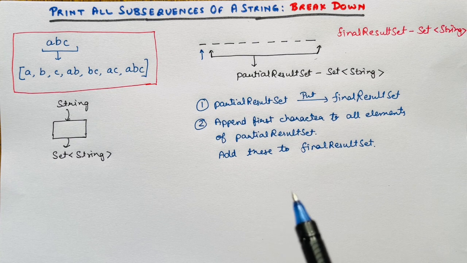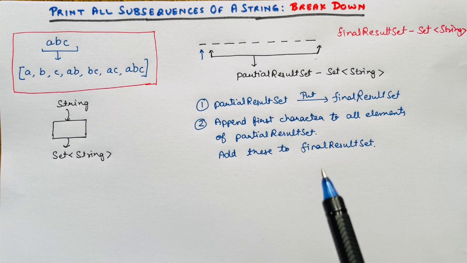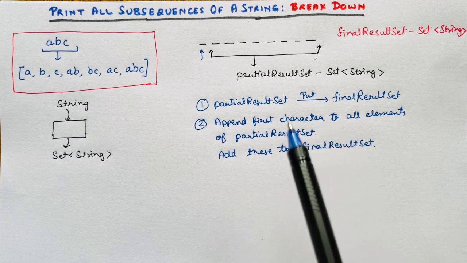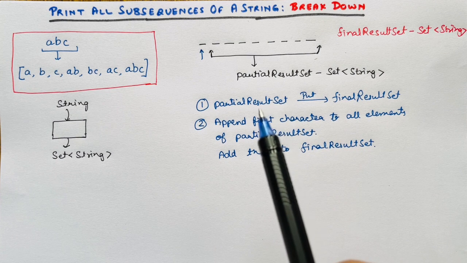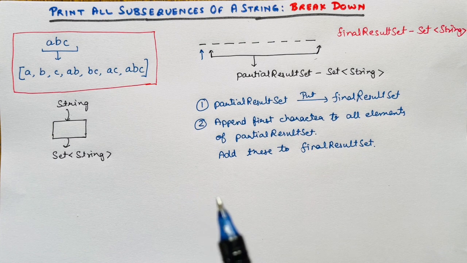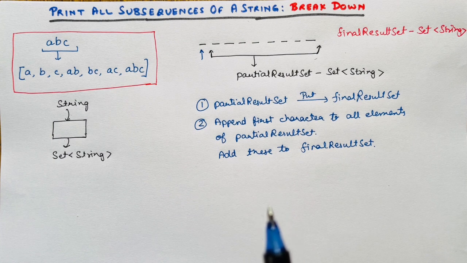So by now we have in the final result set all subsequences that start with the first character and all subsequences that do not start with the first character. So we have all what we need, right? Are we done here? No, there is still one small edge case that is missing.